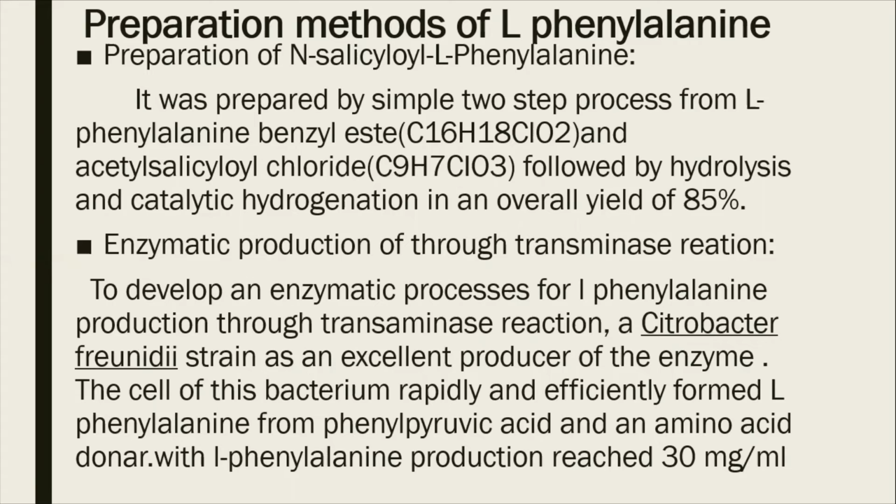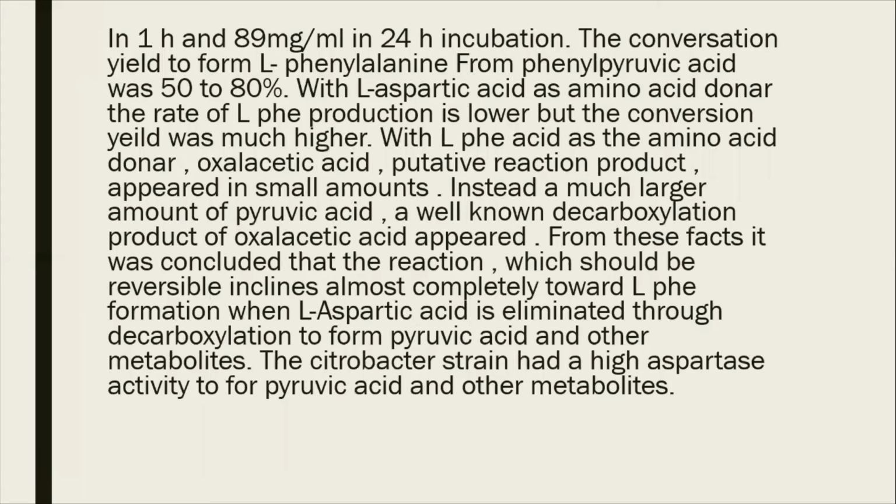To develop an enzymatic process for L-phenylalanine production through transaminase reaction, a Citrobacter freundii strain is an excellent producer of the enzyme. The cells of this bacterium rapidly and efficiently formed L-phenylalanine from phenylpyruvic acid and an amino acid donor, with L-phenylalanine production reaching 30 mg per ml in 1 hour and 89 mg per ml in 24-hour incubation. The conversion yield to form L-phenylalanine from phenylpyruvic acid was 50 to 80%.